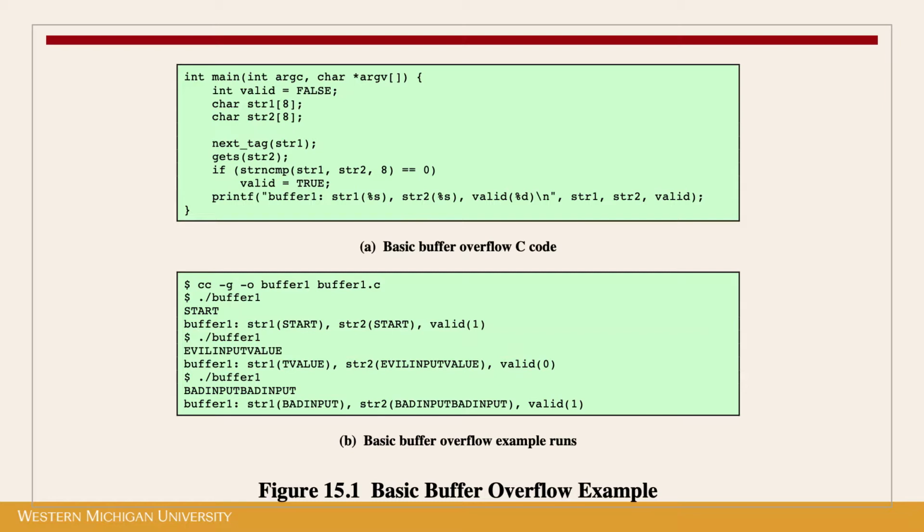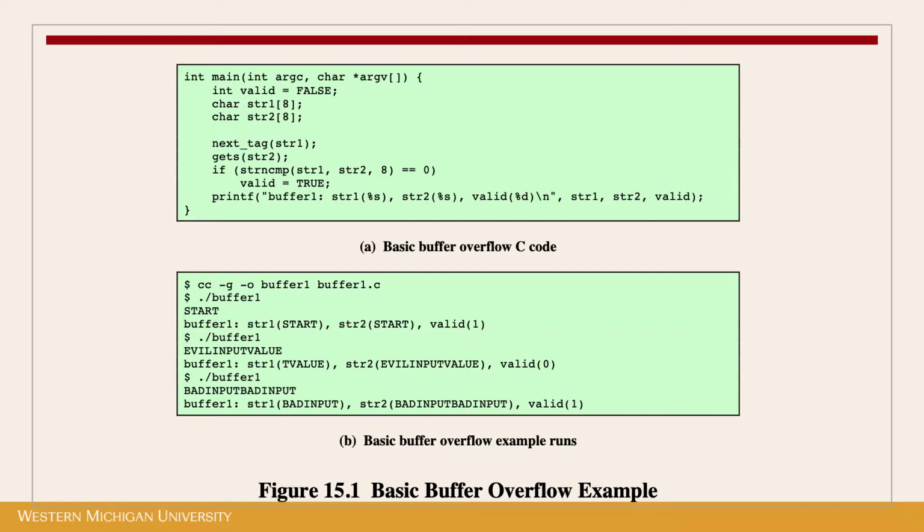So if we take a look at several runs of this, the first run, if we just run the program and enter start, then this is what's expected. String 1 is start, just like we expect it to be. String 2 that we've supplied is start as well. So when that gets compared, we see, yes, that's valid. Now, what happens if we enter evil input value? Notice that we've defined those strings to be 8 characters long, but we're entering more than 8 characters. So what happens there? Well, we'll see that string 2 is evil input value, which is pretty much what we expect, right? That's what we typed.